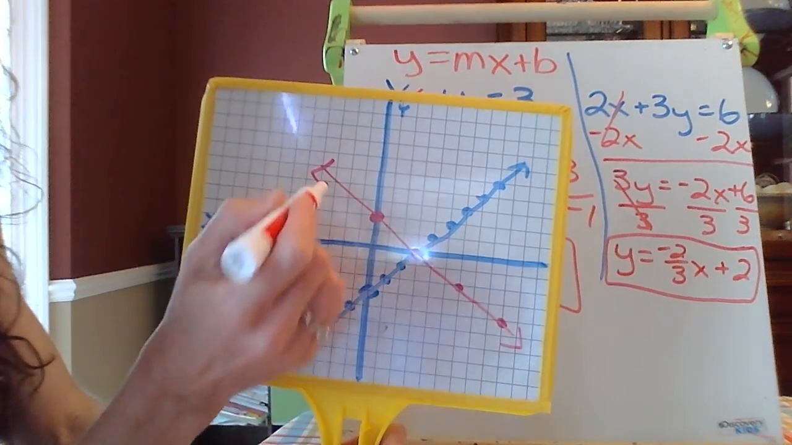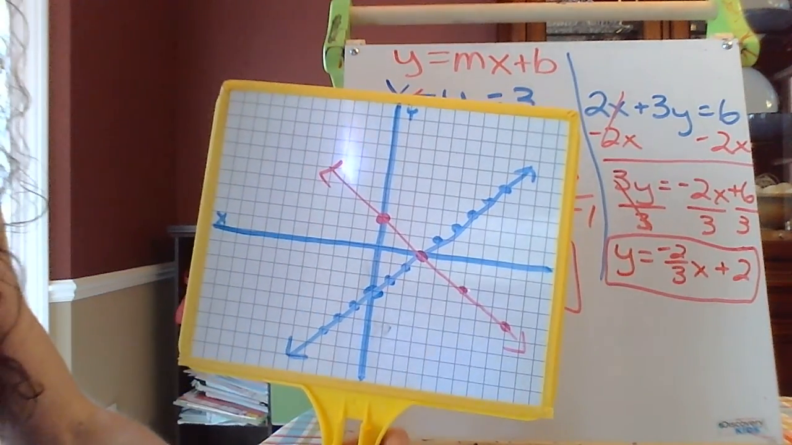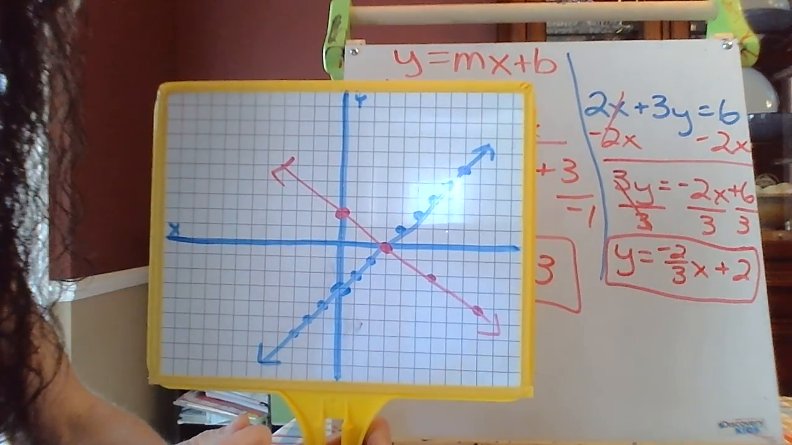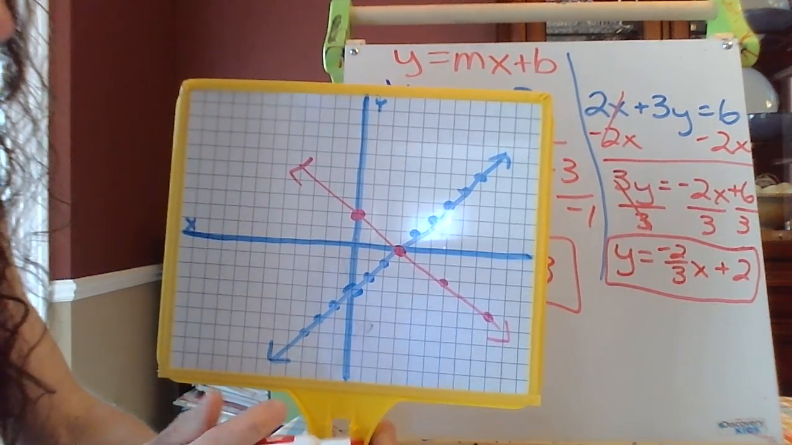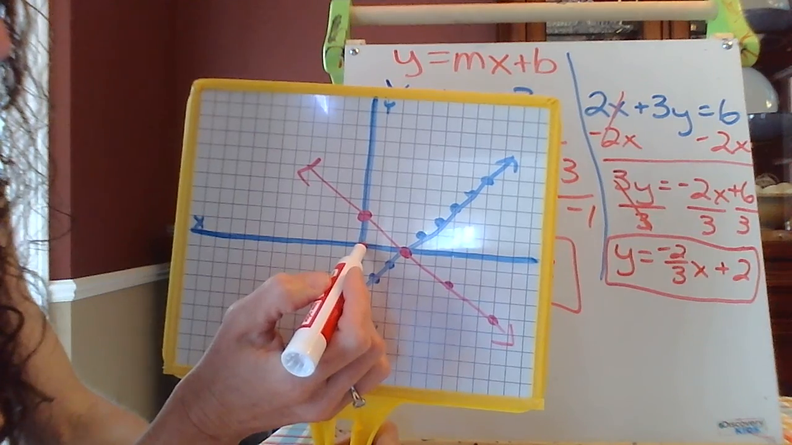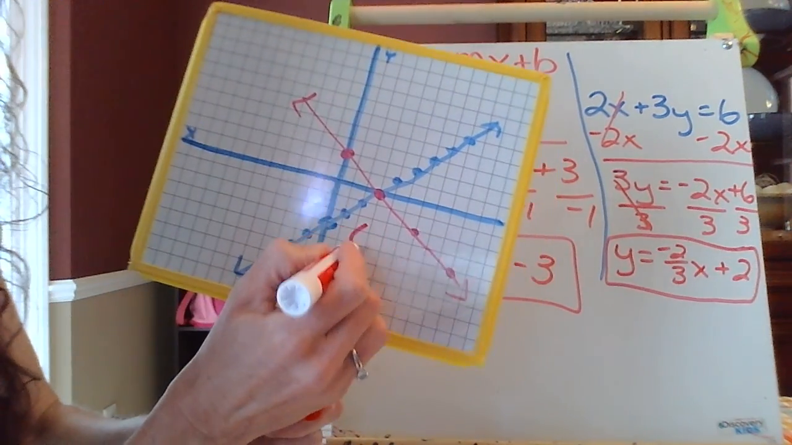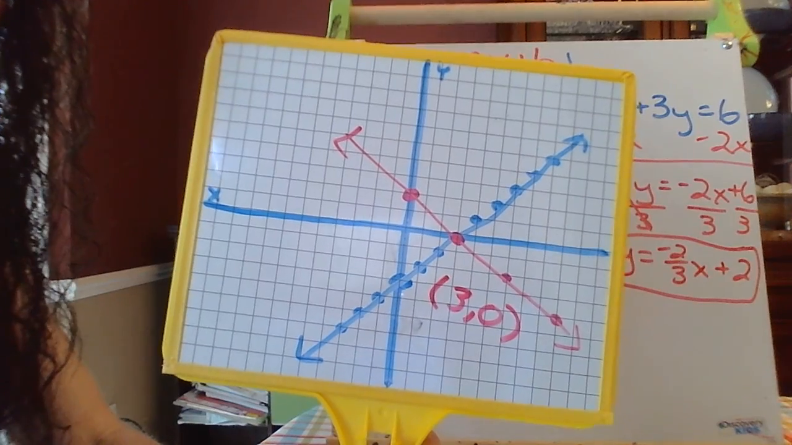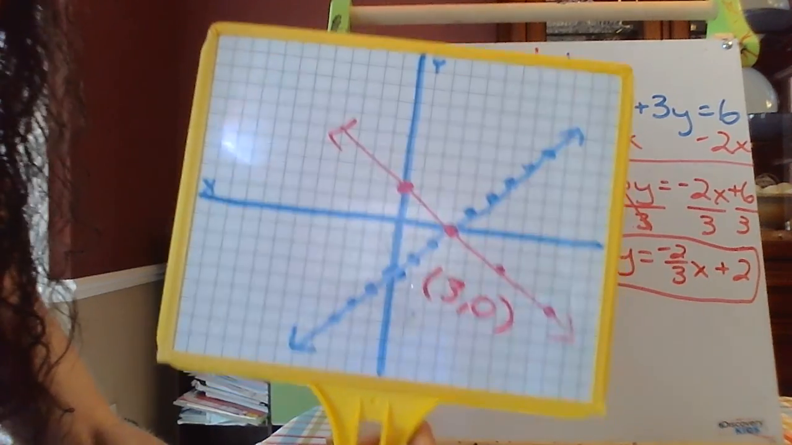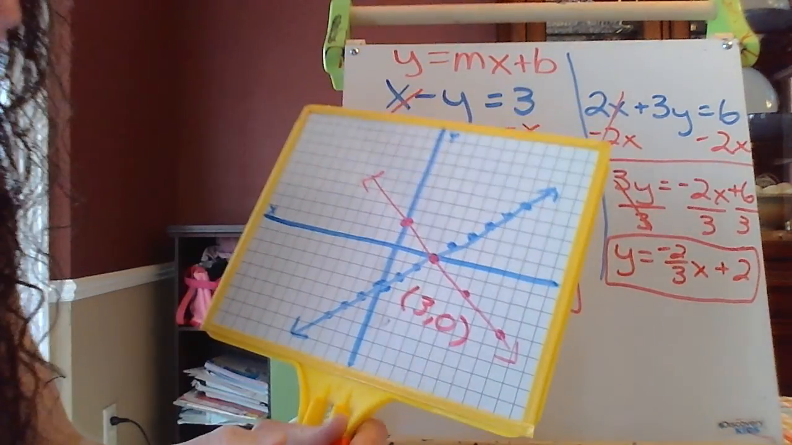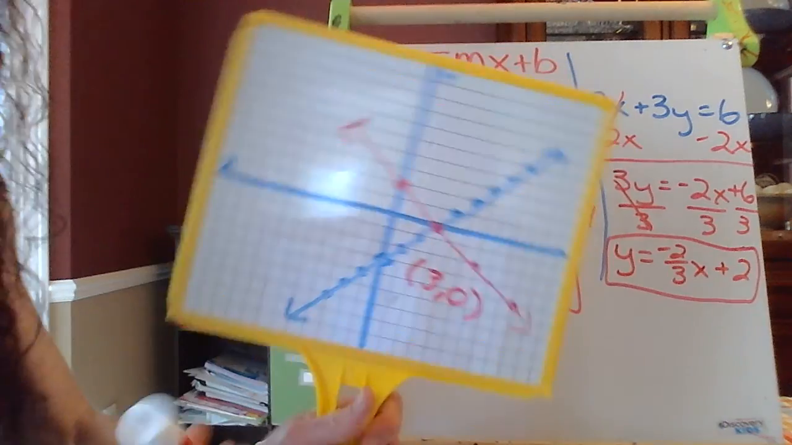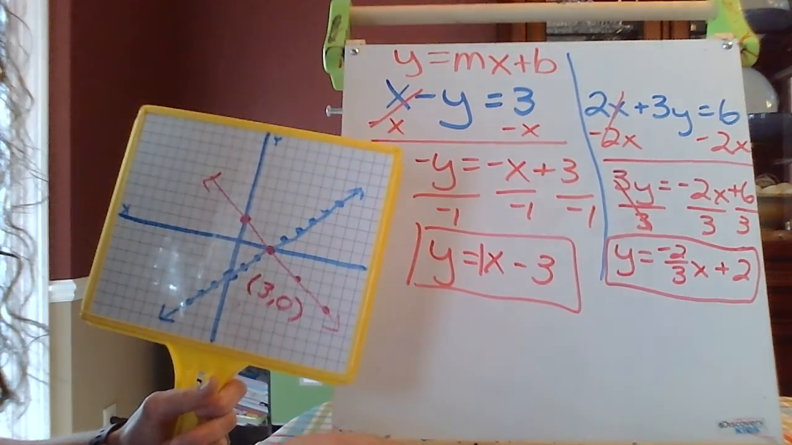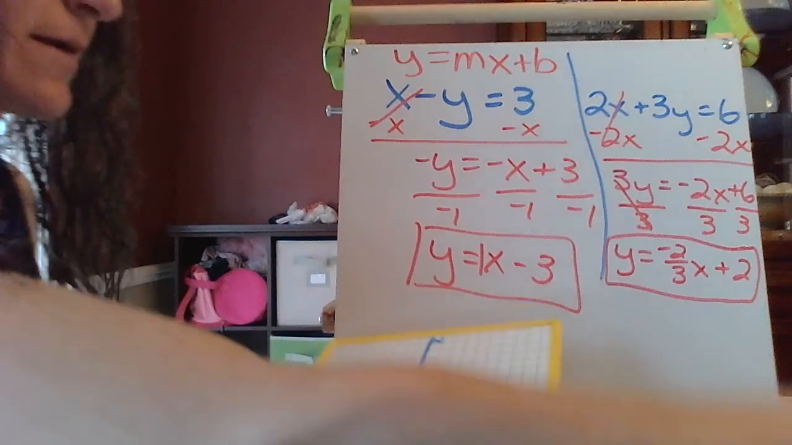And this system, meaning these two lines, are intersecting right at this dot right here where they both cross each other. The coordinates of that point are the point 3, 0. And so my solution to the system is the point (3, 0). So it has one solution at (3, 0). Okay, so one solution. All right, let's go to another example.